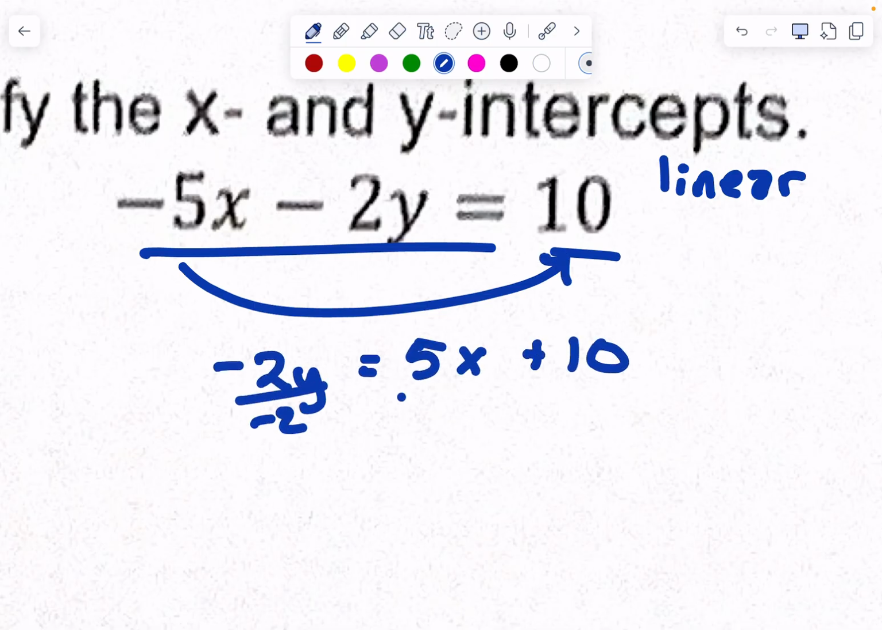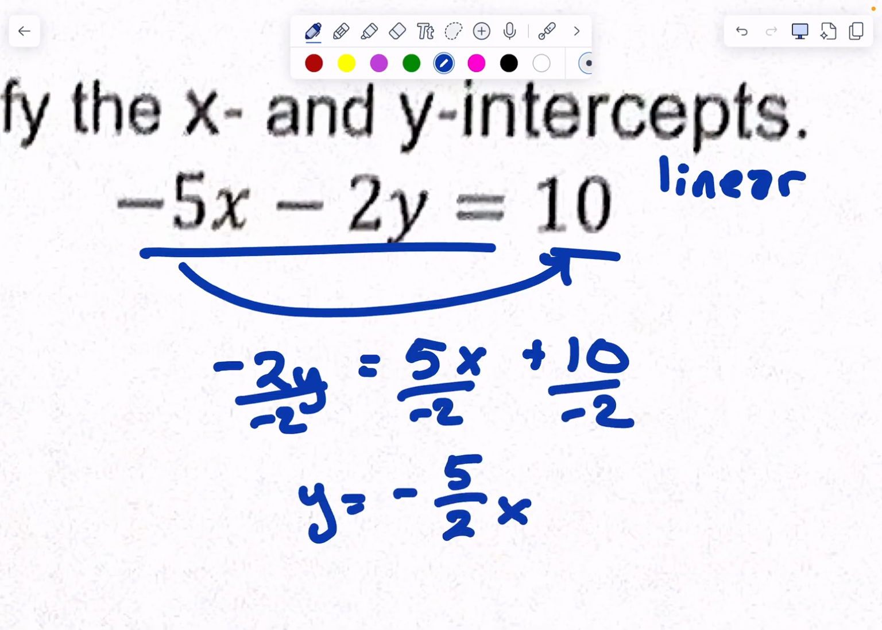And I'm going to divide by negative 2. So y equals negative 5 over 2x minus 5.